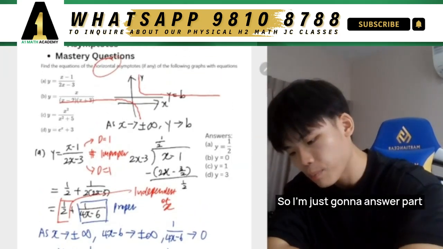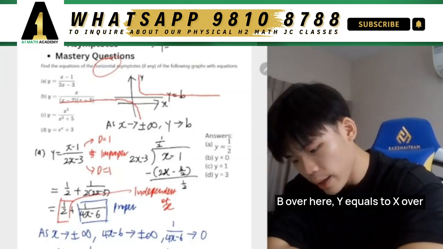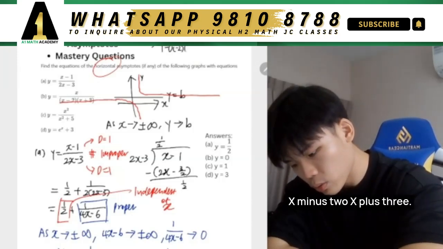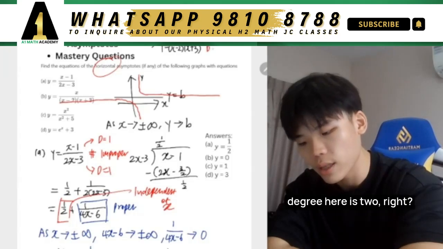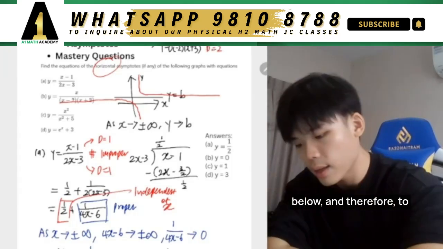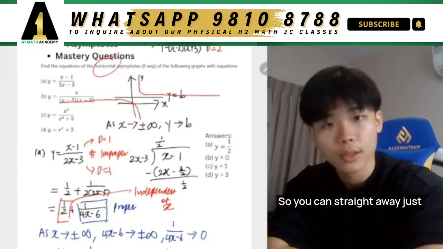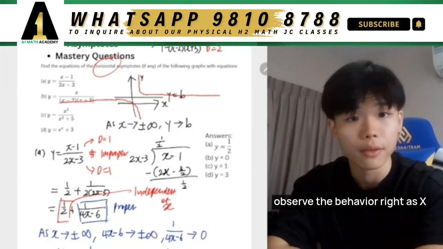So I'm just going to answer part B. y equals x over (x minus 2)(x plus 3). You realize that the degree of the numerator is 1 and the degree of the denominator is 2, because we have a quadratic below. Therefore, to begin with, it's already proper, so you can straight away just observe the behavior.